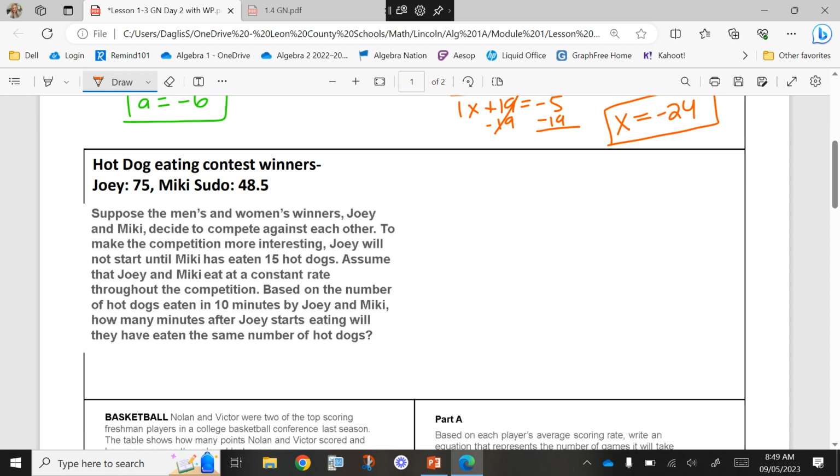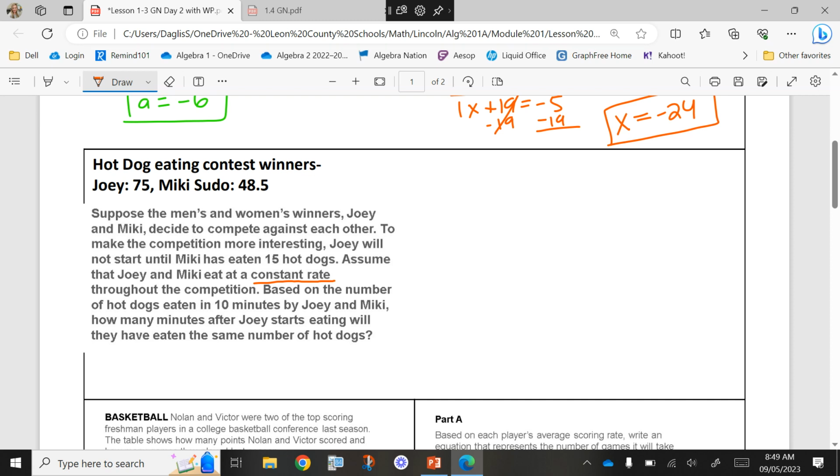Okay? This is important information for us because it tells us that they are going to eat at a constant rate throughout the competition. Constant rate is very fancy for what math term, do you think? The constant rate. Think like a fancy math word. Starts with an S. Ends in lope. Slope. Yes. So a constant rate is a way of saying slope.